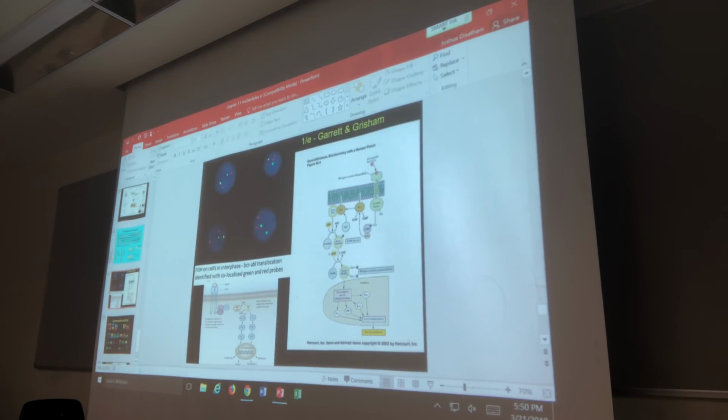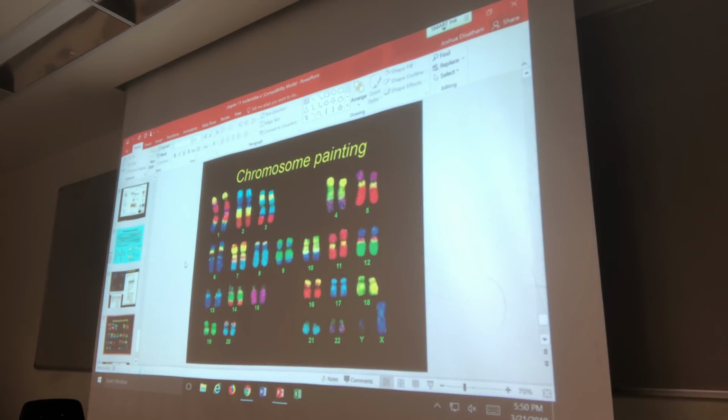This is a mix of the previous two slides. You can design FISH probes, fluorescent in situ hybridization probes, to specifically look for the Philadelphia chromosome. Some more interesting pictures of applying fluorescent in situ hybridization.